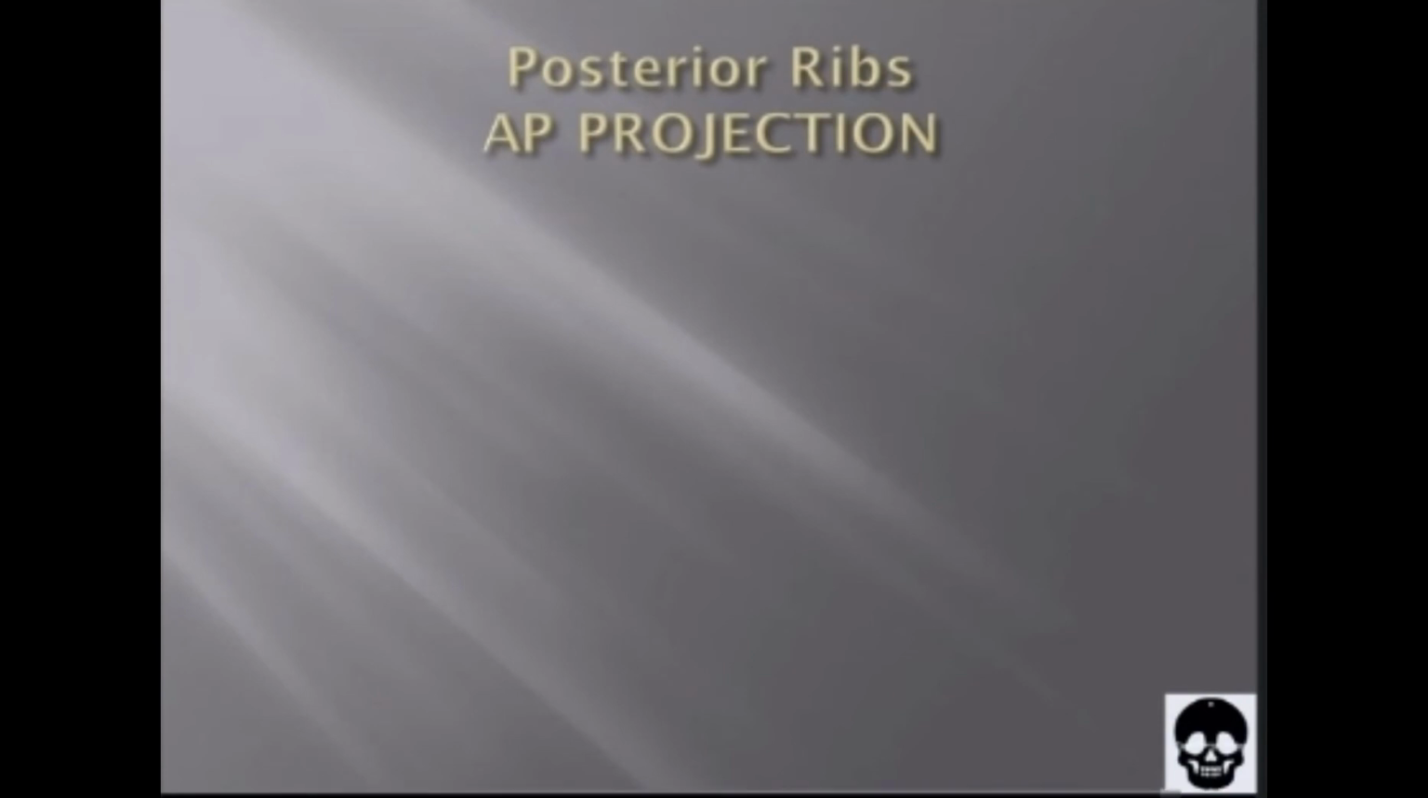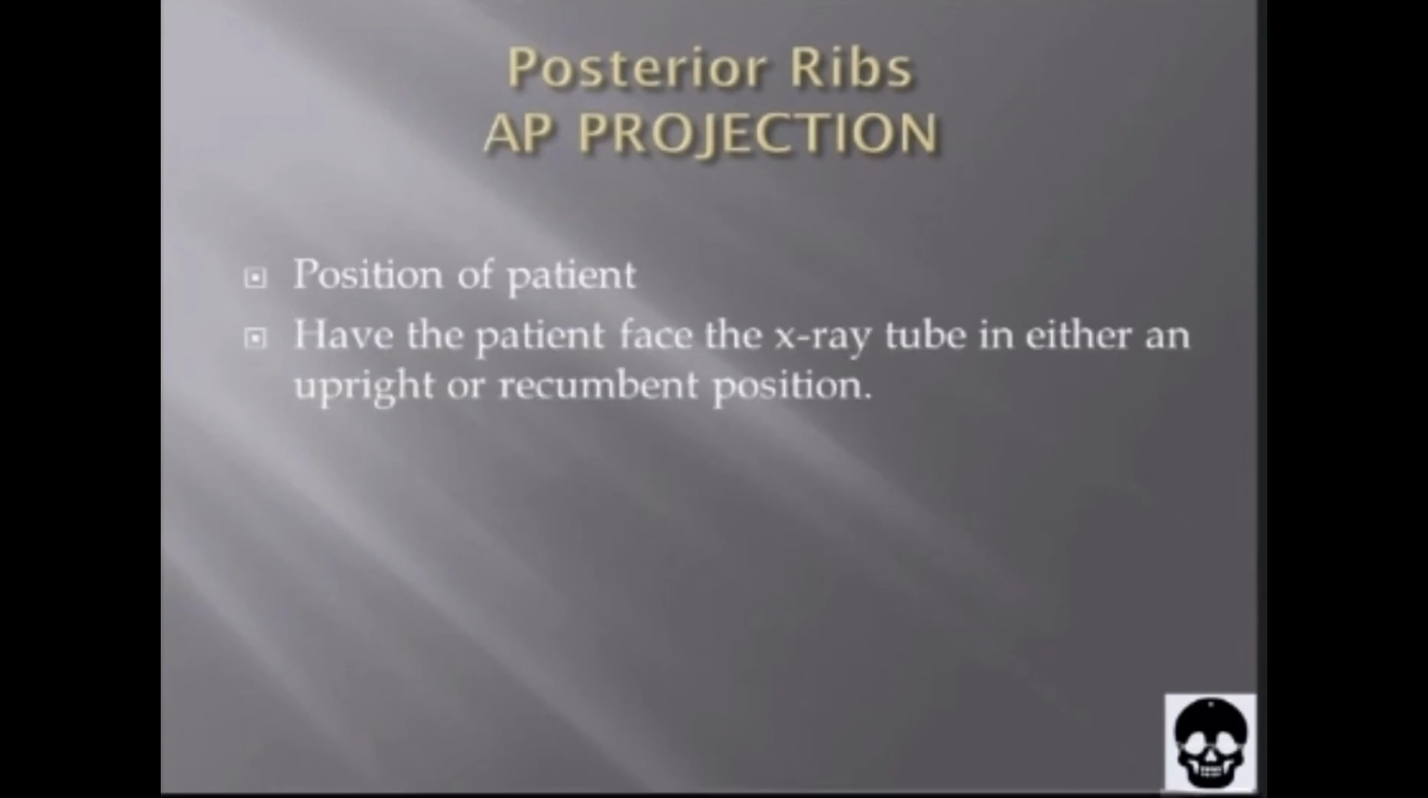Okay, now we are here in the posterior ribs, the AP projection. Patient positioning. Have the patient face the X-ray tube in either upright or recumbent position. When the patient's condition permits, use the upright position to image ribs above the diaphragm and the supine position to image ribs below the diaphragm to permit gravity to move the diaphragm.